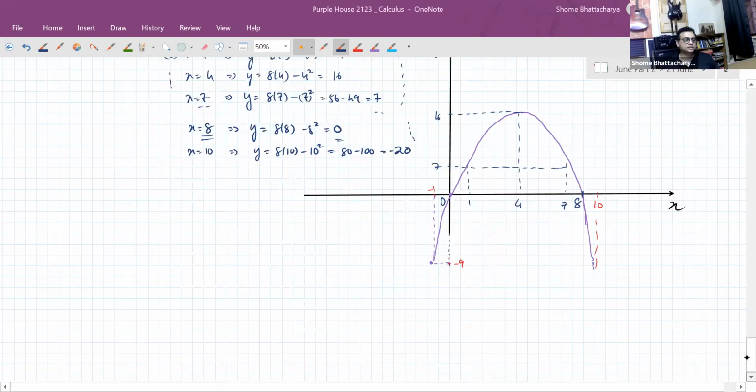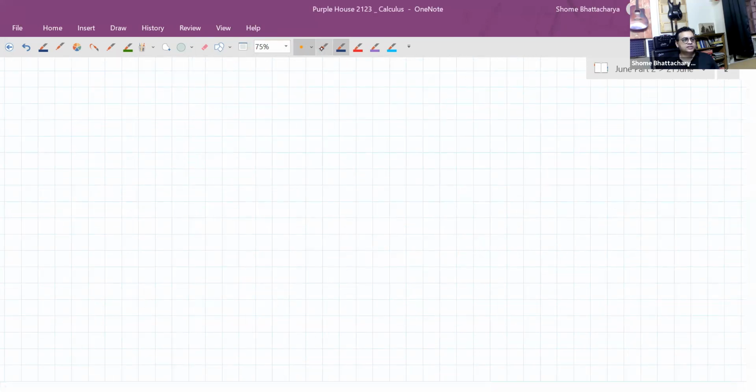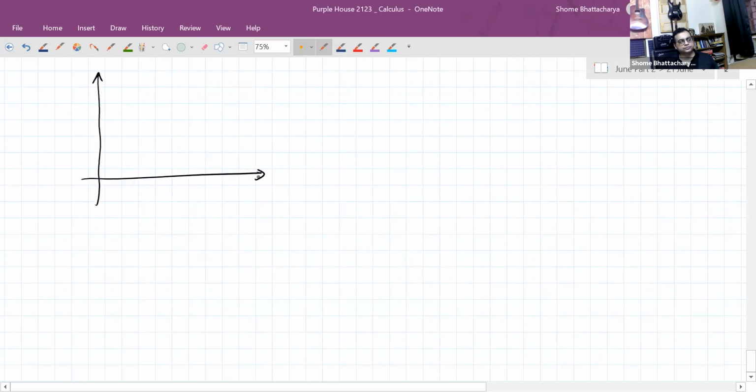Now see what we mean by slope of tangent at a given point. So let's go back to the basics and understand that. Okay. So for any function that is given, suppose we have any arbitrary function whose graph is something like this.